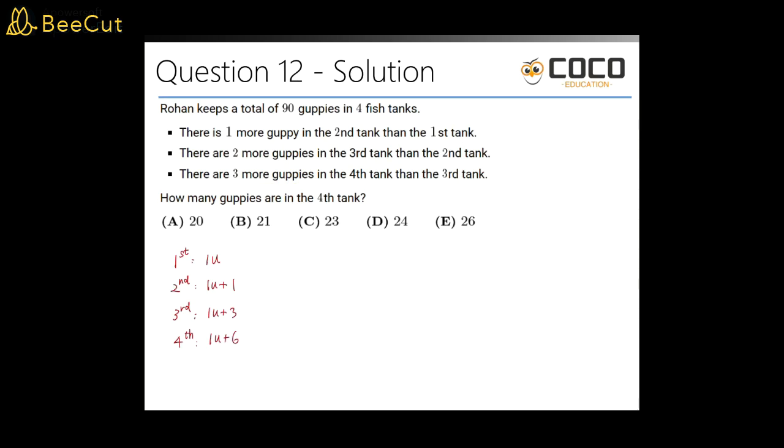Right. The total number is 90. Let's add them together. 1U plus 1U plus 1 plus 1U plus 3 plus 1U plus 6 equals 90. That's 4U plus 10 equals 90. So 4 units equals 80. 1U is 20. In the fourth tank, there's 1U plus 6. So that's 20 plus 6, which is 26. So the answer is E.